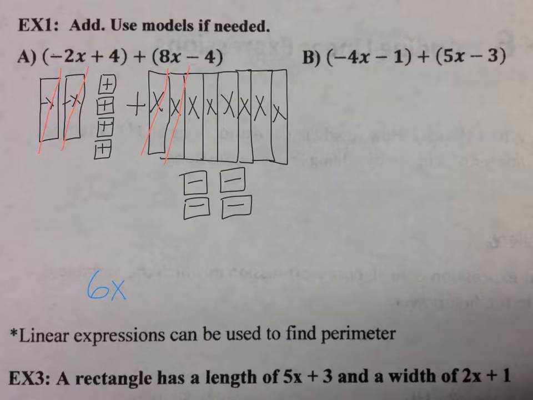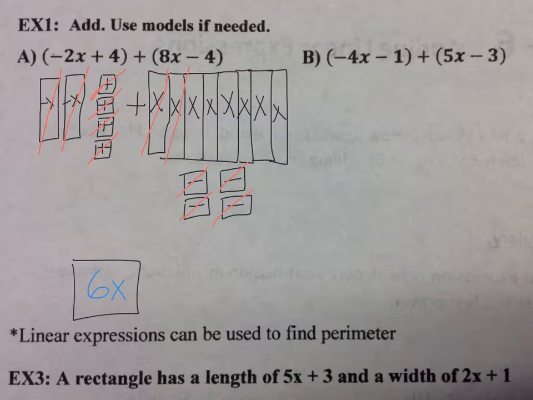Now I'm going to take care of the little tiles. I'm going to do the same thing. If I see a positive and a negative, I'm going to cancel them out. So I have a positive here, and a negative that matches up, so I can take those away. I have another one here, and I can take this one away. I have another one here, and I can take this one away. And I have another one here, and I can take this away. So as you can see, I don't have any little tiles left over. So my answer is just 6x. So that's how you do it by modeling.